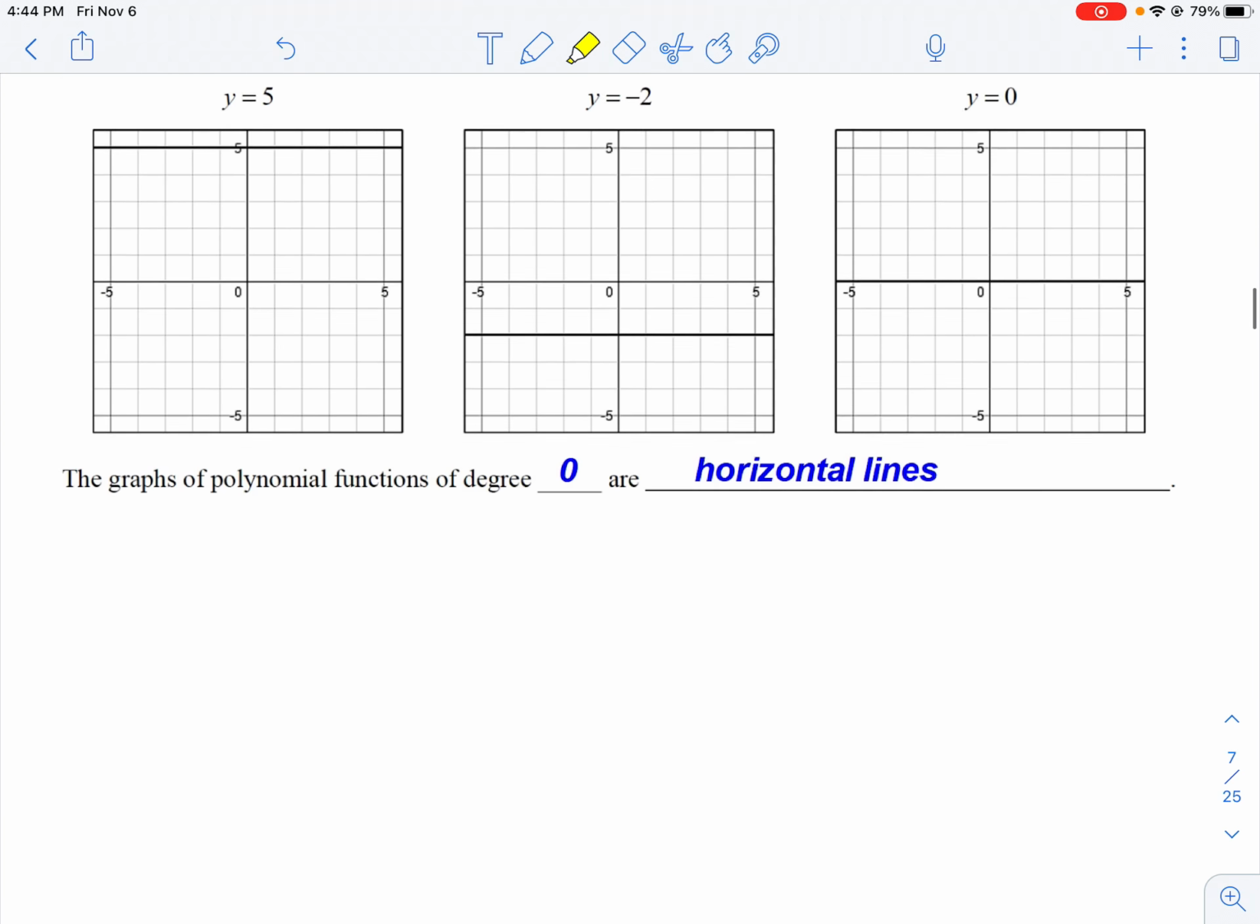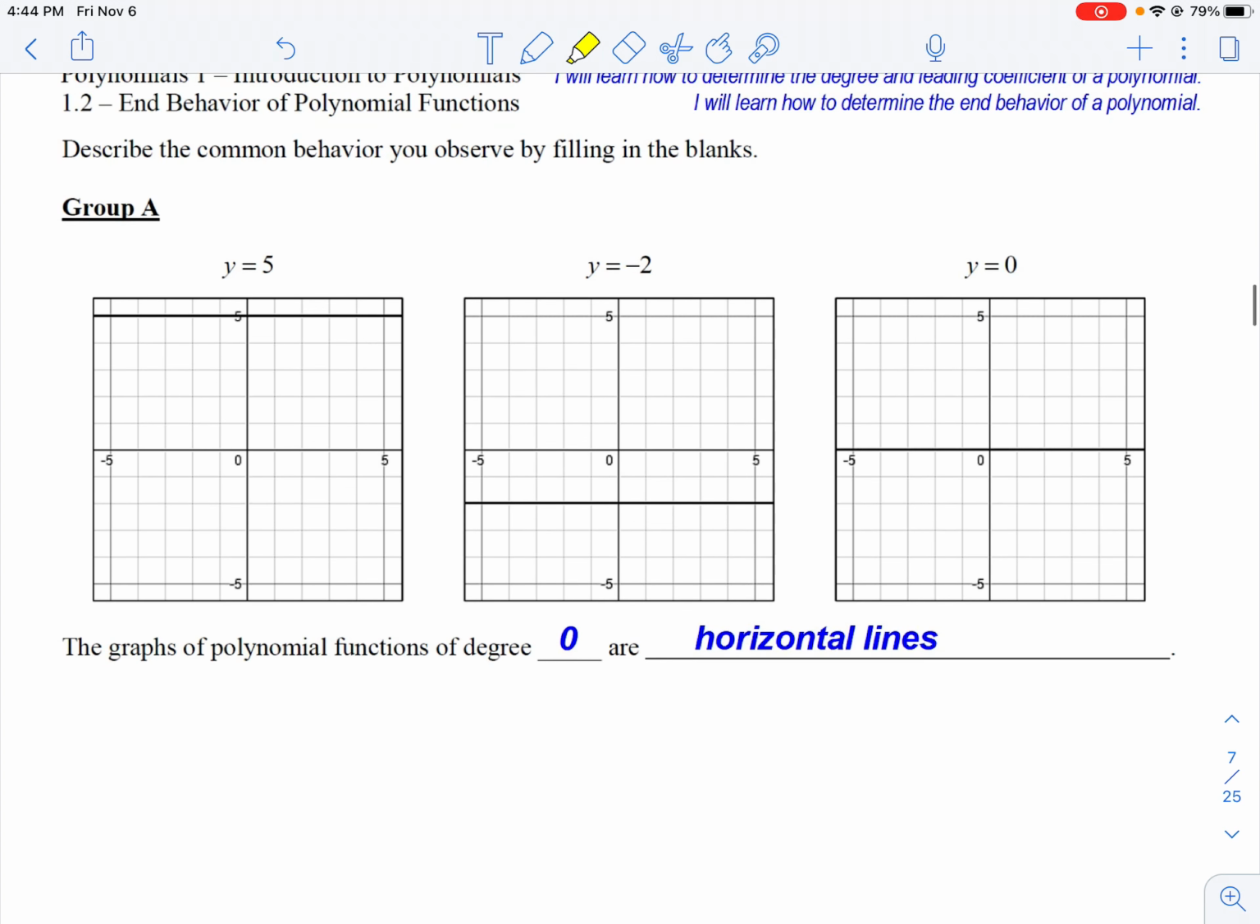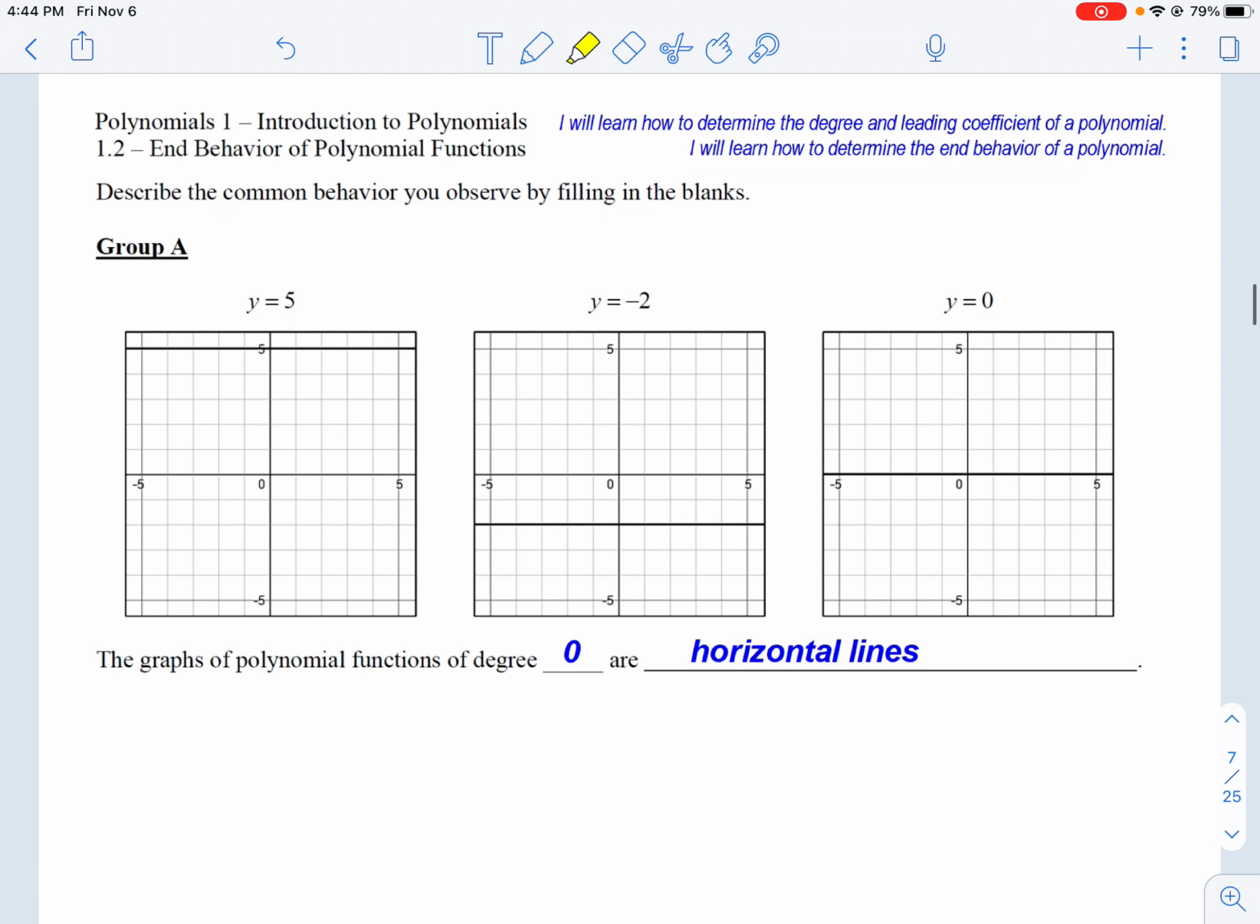Okay. In this example, we have learned the degree and the leading coefficient of a polynomial, and now we're going to determine the end behavior of a polynomial. So let us describe the common behavior we observe by filling in the blanks. So here we have the graph of a polynomial function with a degree of 0. How did I know that the degree of this is 0?